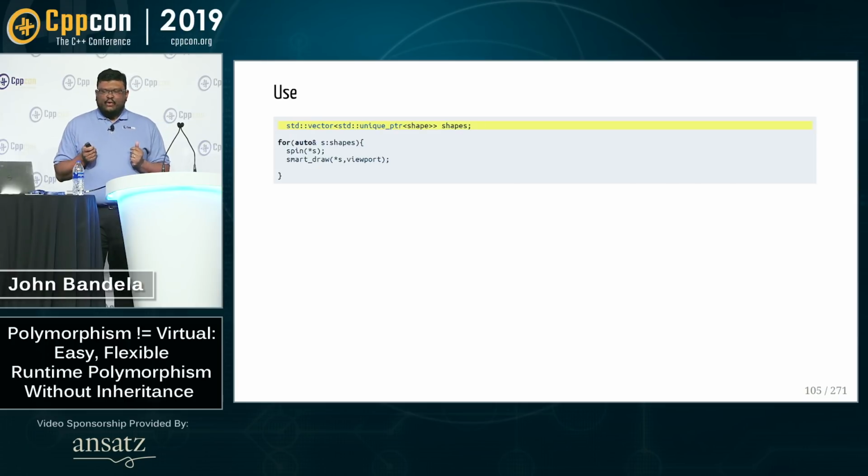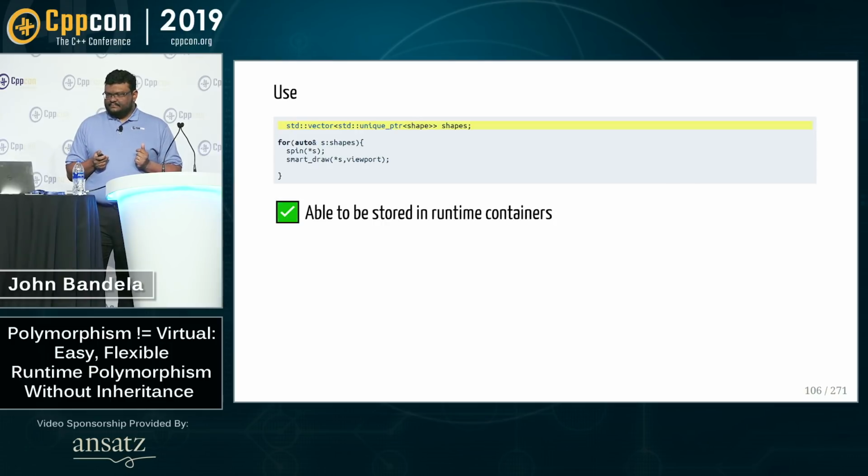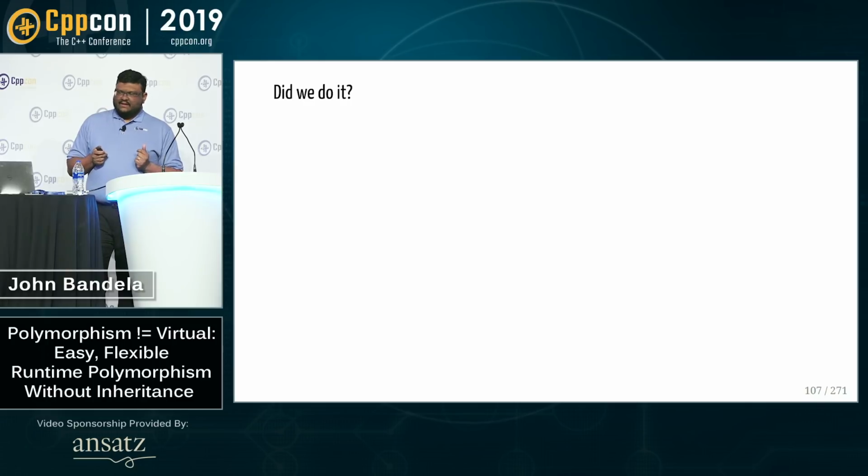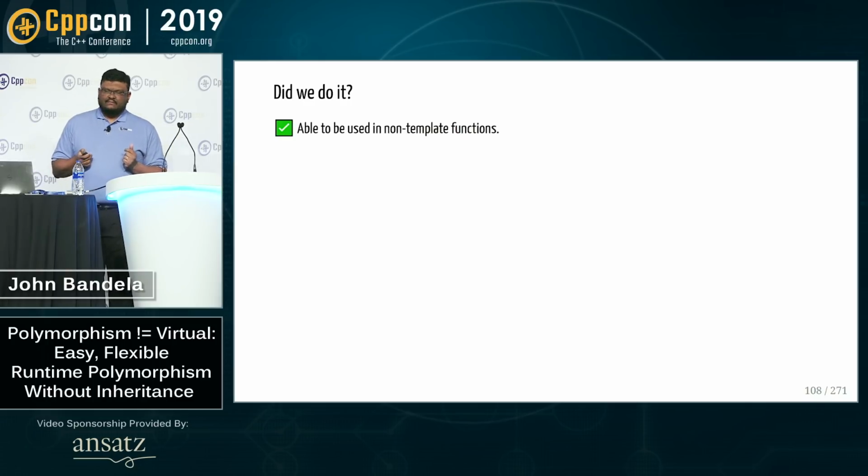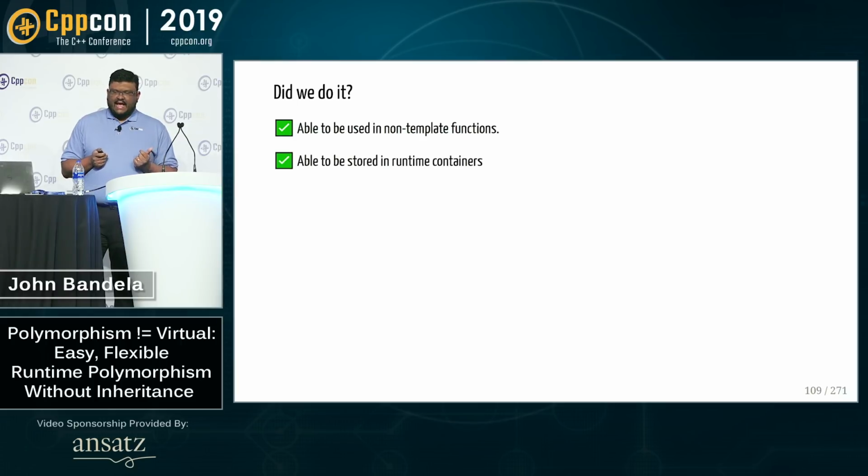Great. We're now able to store in standard containers, right? Our two missing things that we couldn't do were move our functions out of headers and be able to store the polymorphic values inside a vector. Did we do it? Yes. We're able to be used in non-template functions and able to be stored in runtime containers.